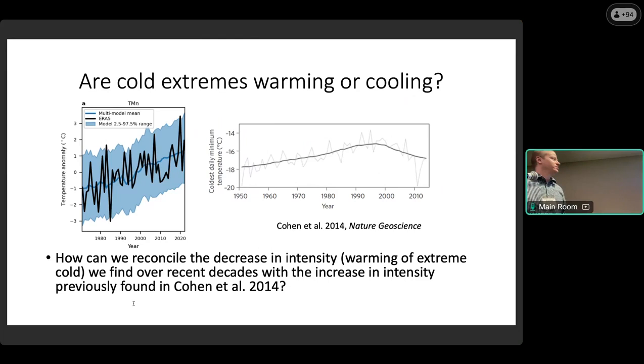This increase in cold extremes has been used to motivate a lot of studies looking at Arctic-mid-latitude links. This is the study that's usually cited, and it's the only study that I could find that actually explicitly shows an increase in cold extremes over the entire mid-latitudes. So I think it's worth trying to understand this. This data came from the GHCN-DEX, averaged over 20 to 50 North.